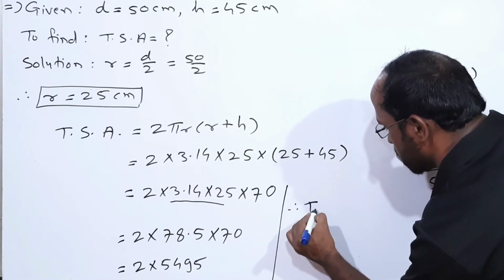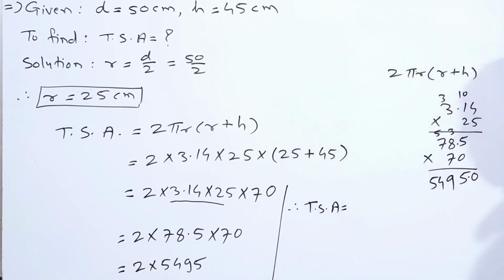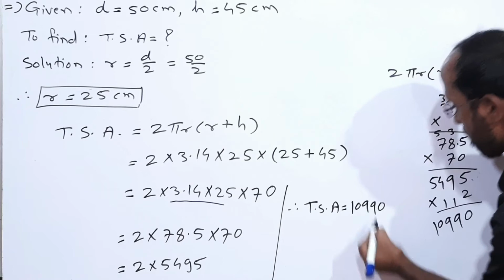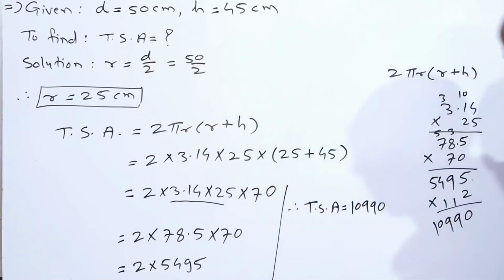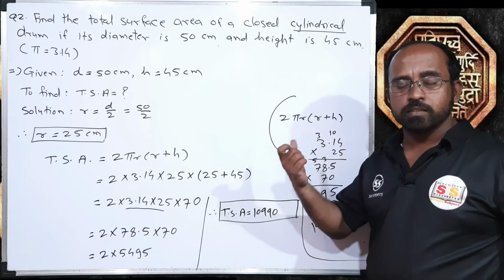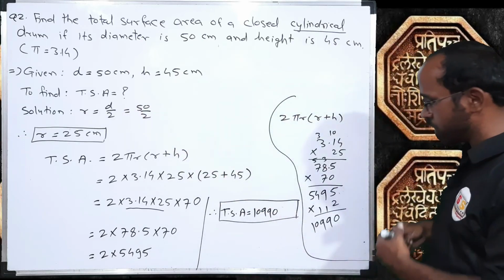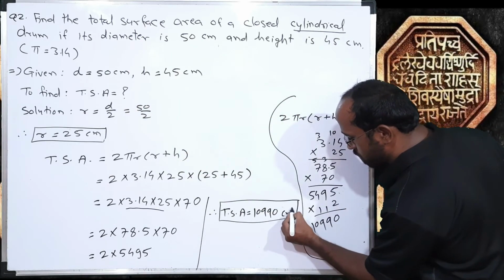Therefore, the total surface area of the closed cylindrical drum is equal to this 5495 multiplied by 2, right? 0 times 2 is 0, so not required. 2 fives are 10, 1 carried. 2 nines are 18 plus 1, 19, 1 carried. 2 fours are 8 plus 1, 9, 2 fives are 10. So 10,990. All of the units are given in centimeter. We found area. Area is written in centimeter square or square centimeter. So I am going to write it as 10,990 centimeter square.